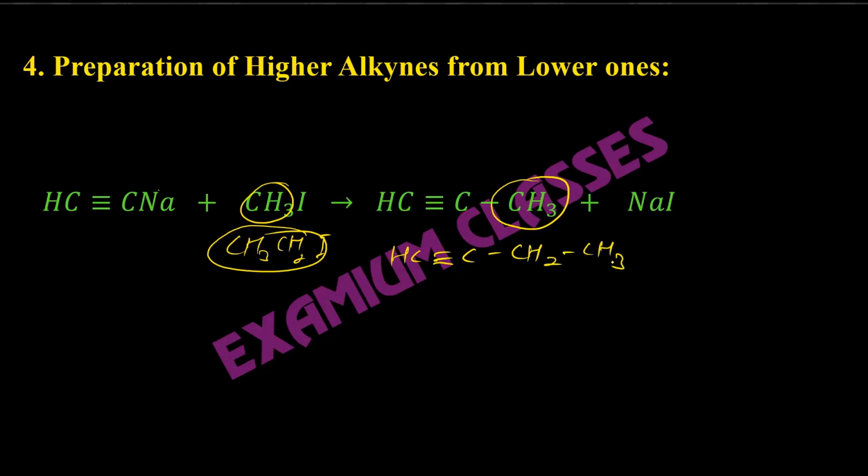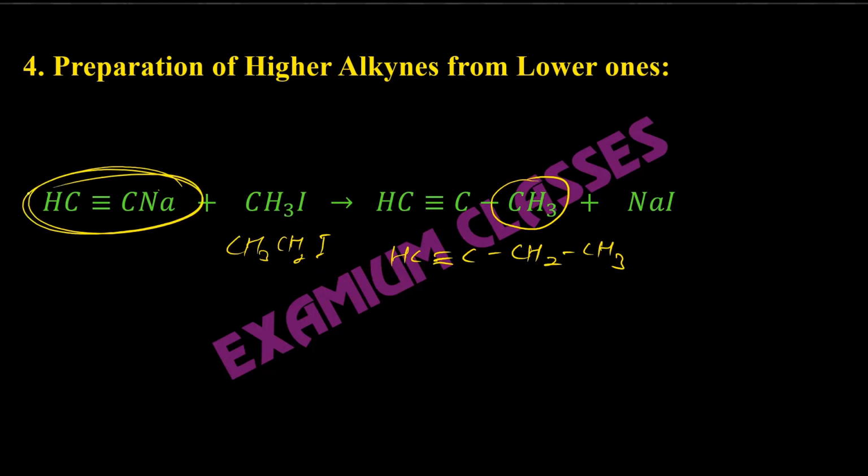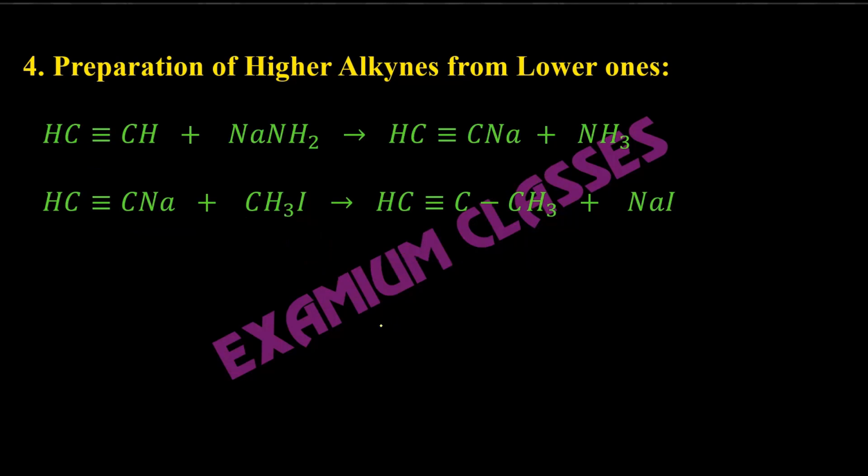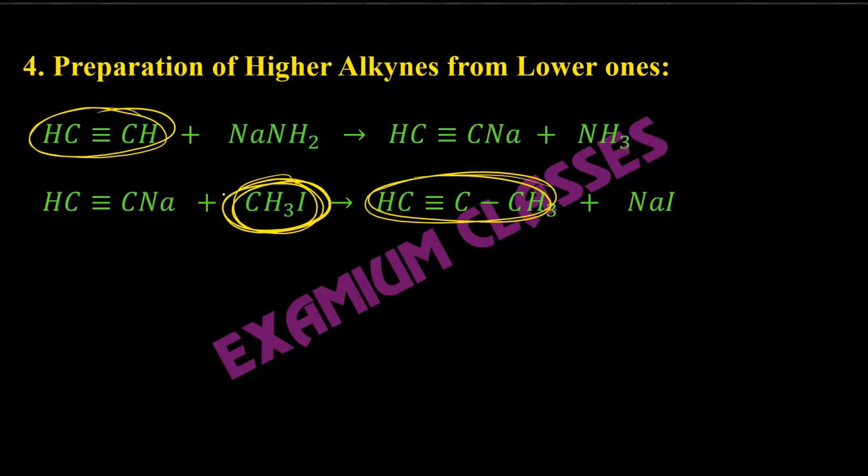So depending on what alkyne I need, I decide what halide I will be using here. But we don't have this compound stored. We actually prepare this compound. To prepare that one, we use lower alkynes. So the heading is preparation of higher alkynes from lower alkynes. Lower alkyne means only 2 carbons here. Higher alkyne means you have 3 carbons. You can have 4 carbons as I just explained, depending on what alkyl halide you use here.